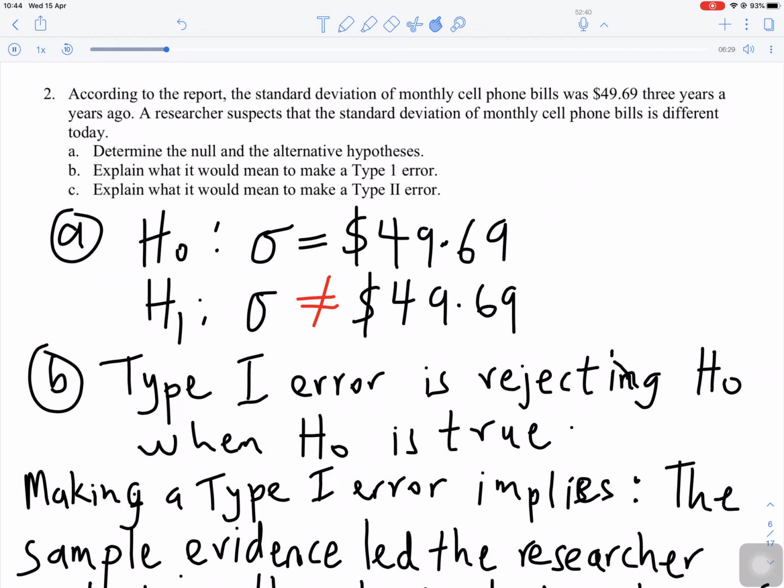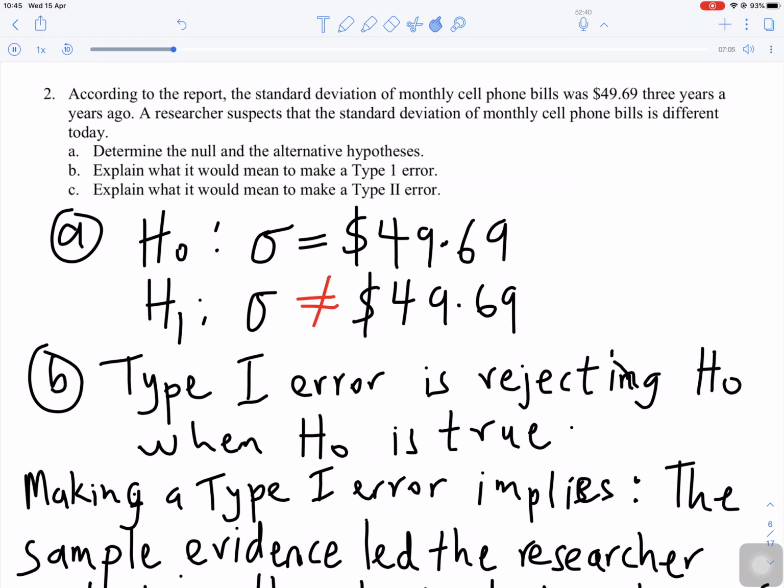So A says determine the null and the alternative hypothesis. The starting point will be, what parameter are we looking at? And that is the standard deviation. The null hypothesis always contains equality, so equal to. So the null hypothesis will be sigma equals $49.69.